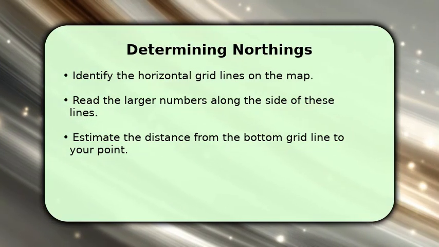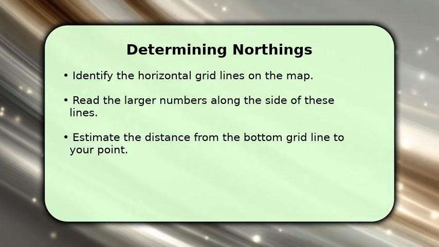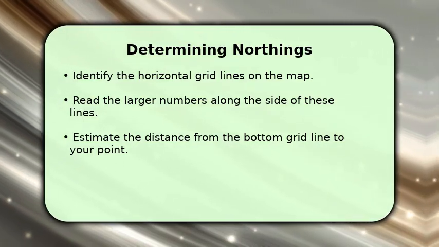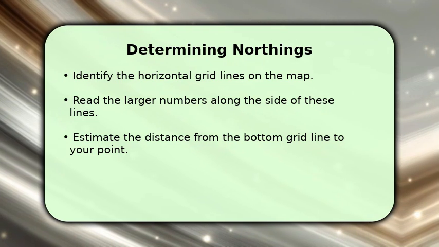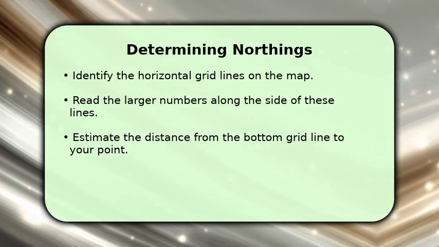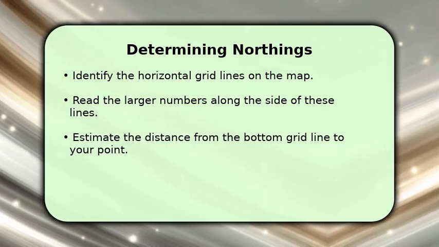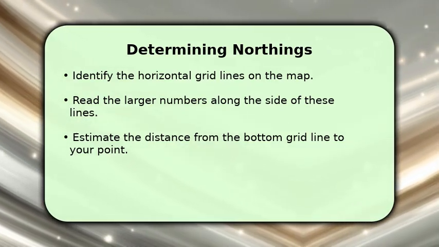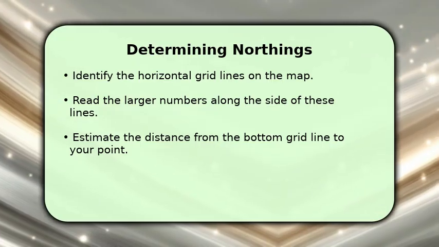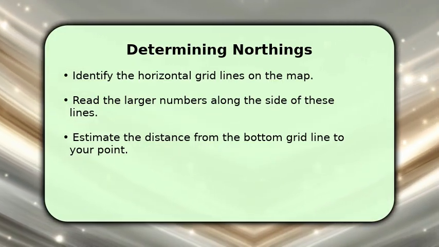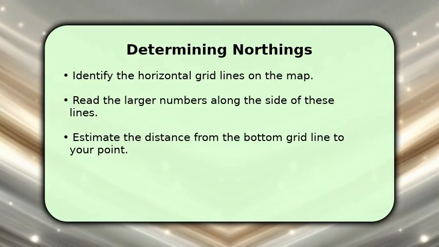Next, let's determine the northing. These are the horizontal grid lines that run across your map, from left to right. Read the larger numbers found along the side of these lines, moving from the bottom upwards. Similar to eastings, you'll estimate how many tenths of the way your point is from the bottom grid line up to the next one. This provides the final third digit for your northing.